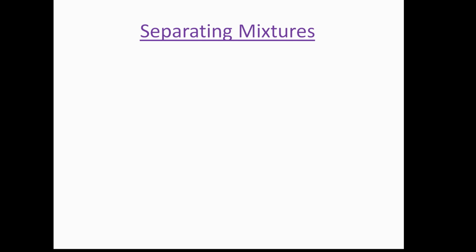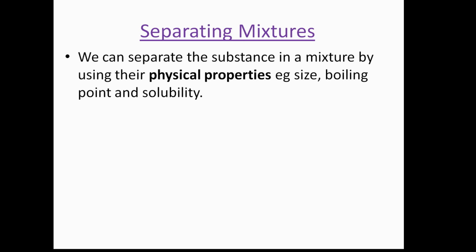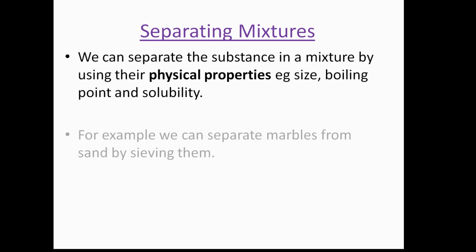Now for the interesting part, separating mixtures. You've already probably got a good idea of how to do this in a kind of kitchen chemistry way. We can separate substances in a mixture by using their physical properties, for example their size, their boiling point, solubilities, and things like this. And you are expected to know this. One example, and it's not chemistry per se, is that we can separate marbles from sand by sieving them. You can probably work out why that happens. How can we separate marbles from sand? By using a sieve.